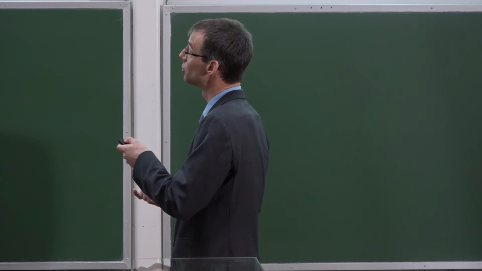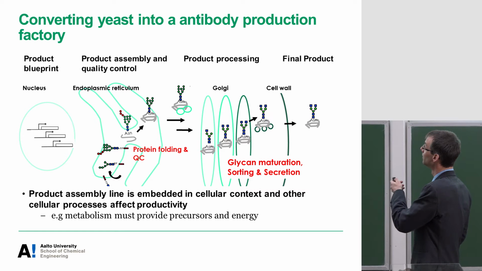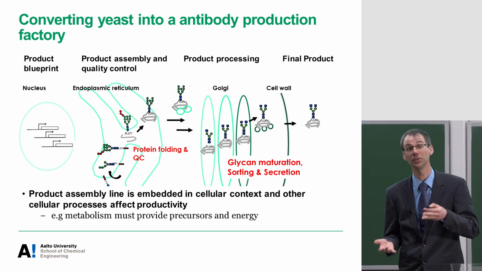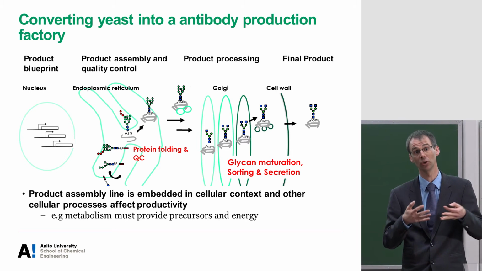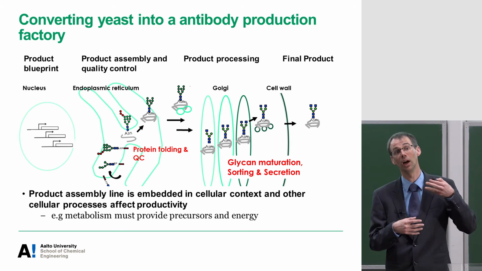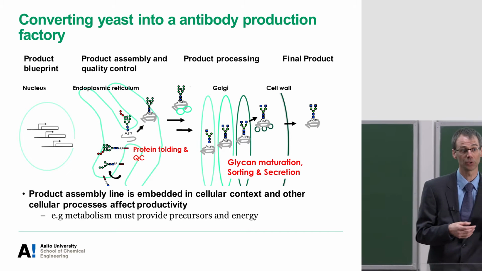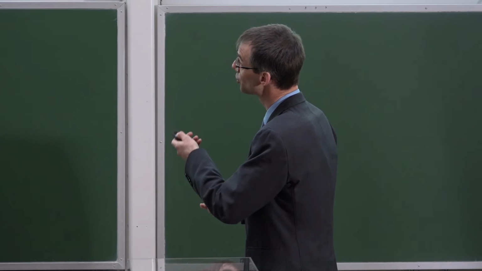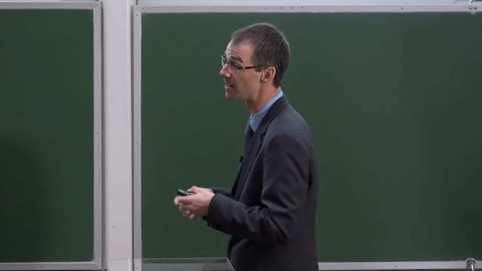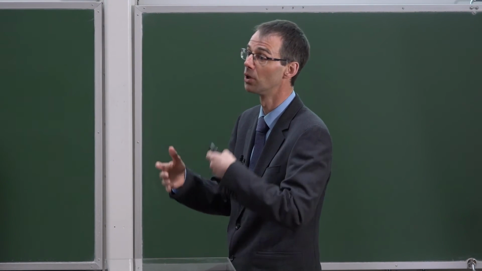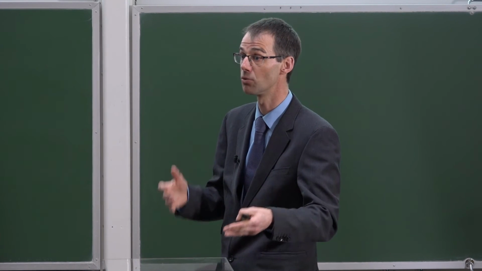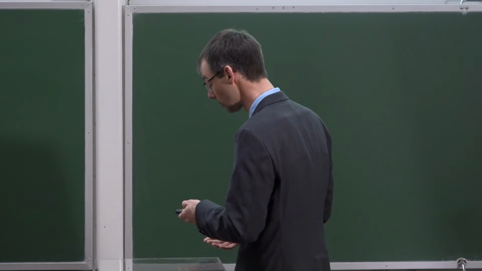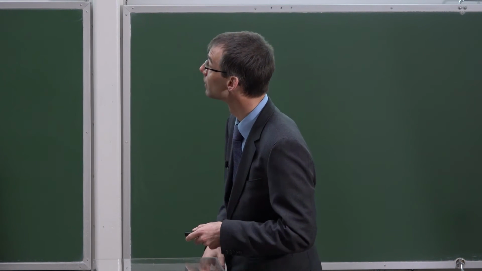What is important to note, this product assembly line consists of around 570 different proteins which have to work together and are responsible to catalyze all these functions. And in addition, this is embedded in the cellular context, so you need energy that these processes run, you need precursors that you can produce these compounds.